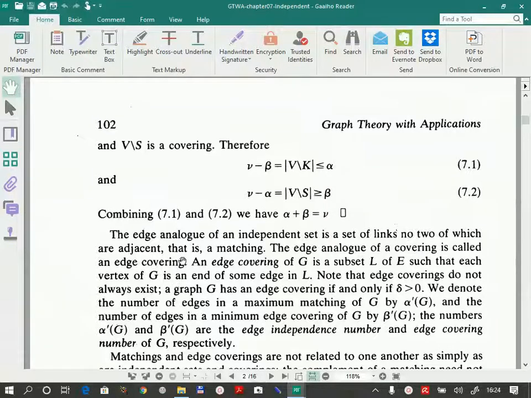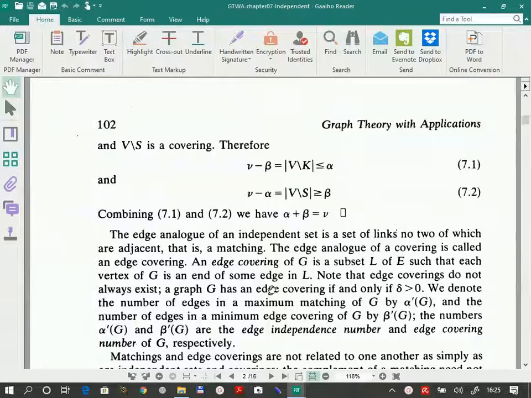And so we had this idea of covering. Why not edge covering? Can we have a notion of edge covering? Of course. And it is like this. It's a subset L of the set of edges such that each vertex of G is an end of some edge in L. At least one edge in L. And there are already differences.